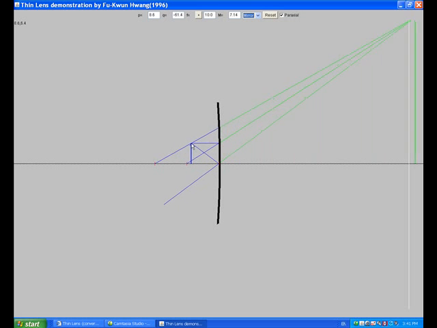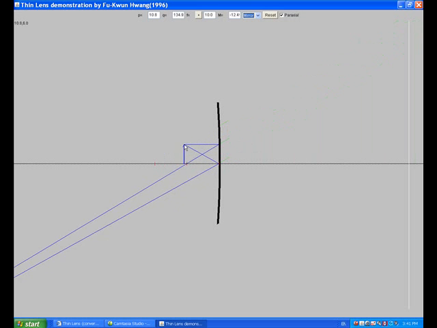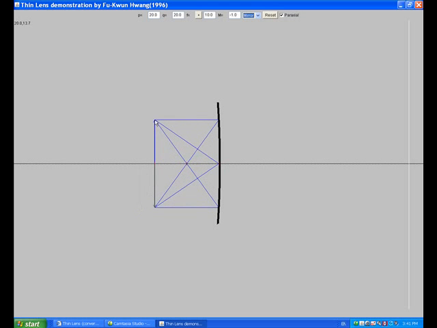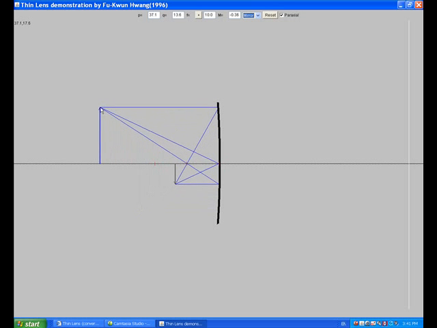As you move to the focal point, at the focal point you don't get any image. In between the focal point and the center of curvature, you get a real image that is larger, and at the center of curvature you get a real image that is the same size. As you move outside the center of curvature, you get a real image that is smaller than the object. All right, so those are the conditions.